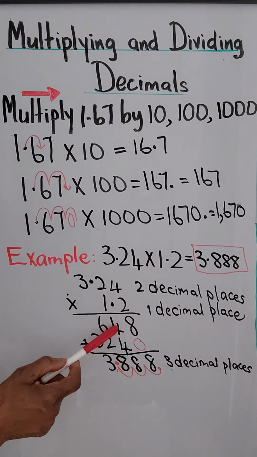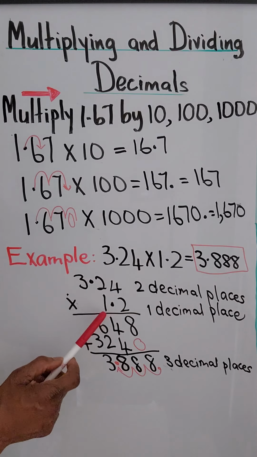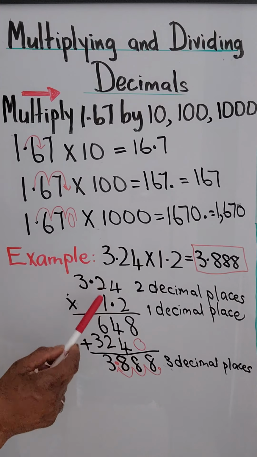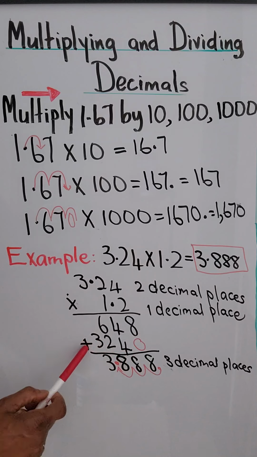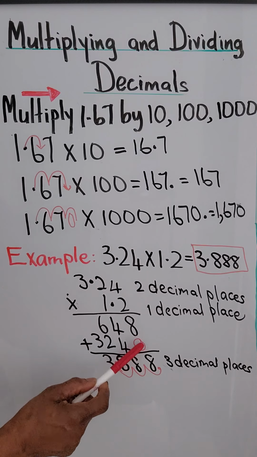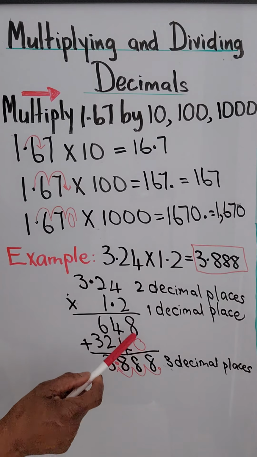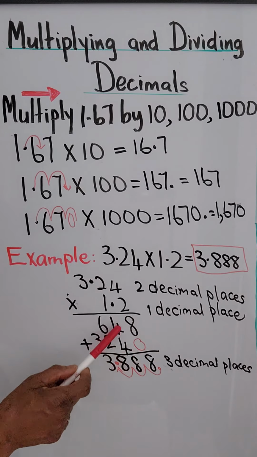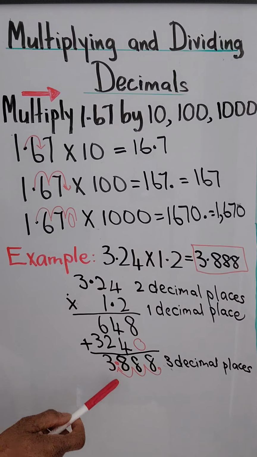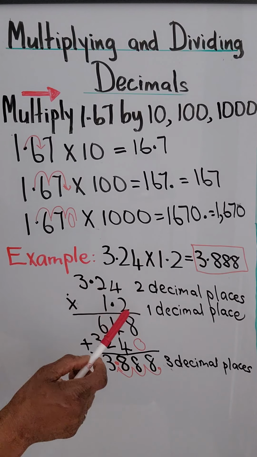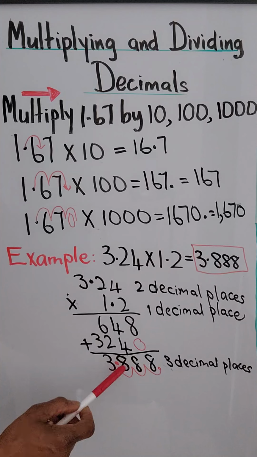2 times 2, 4. 2 times 3, 6. Now we're multiplying by the tens. 1 times 4, 4. 1 times 2, 2. 1 times 3, 3. Now we add. We can put a 0 as a placeholder. We can leave it. Doesn't really matter. Now we are going to add 8, 8, 8, 3. Now when we are finished, we're going to see where to fix the decimal point in the product, the answer.